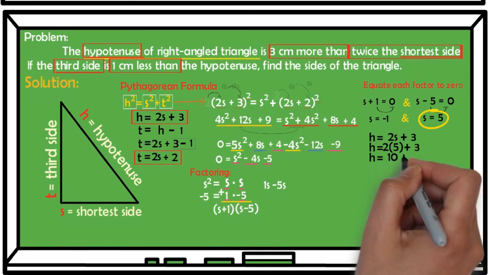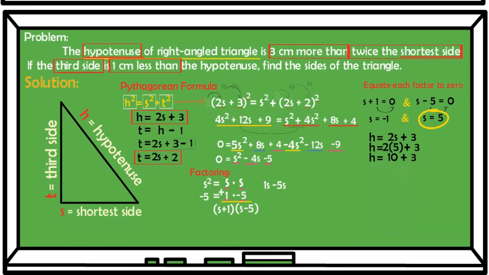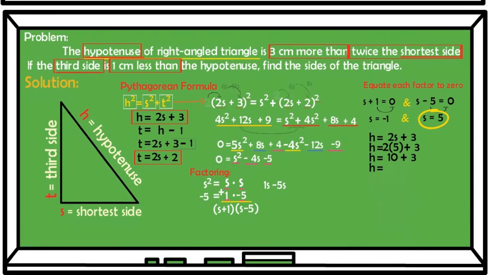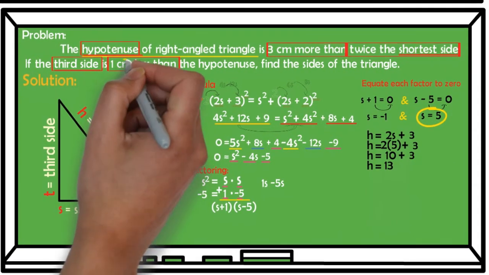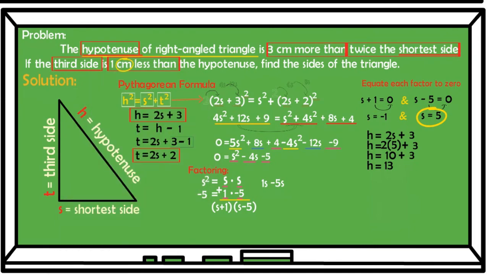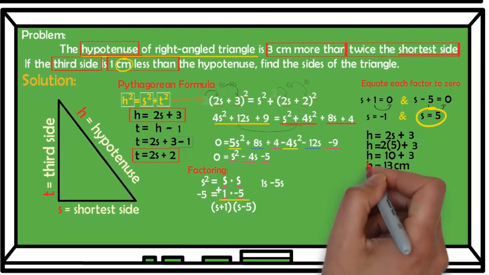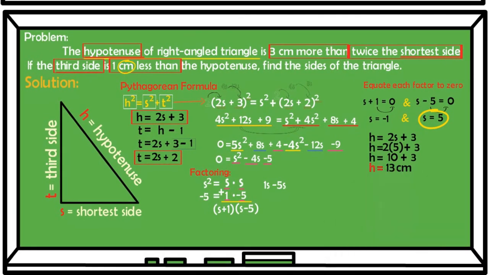Very good. Then, plus 3. Then, addition, 10 plus 3, the value now of h is equal to 13. And don't forget to write the unit of the measurement, that is centimeter. So, the value of our h now, or the hypotenuse, is equal to 13 centimeter.